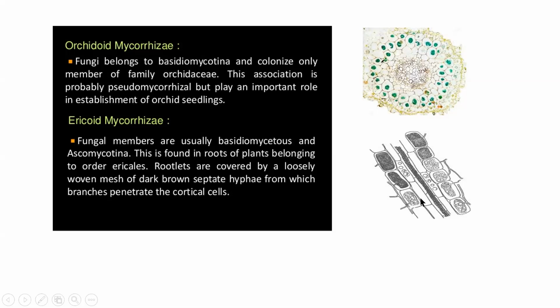And then ericoid mycorrhiza. Here also the fungal members are usually basidiomycetes and ascomycetes. They are found in roots of plants belonging to the order Ericales. First the root will be covered by a loosely woven mesh, a net-like septate hypha. And then you can see the branches of the hypha penetrating the root cells, into the cortical cells. It is also a kind of endomycorrhiza only. The only difference here is that ericoid mycorrhiza are found in the roots of plants belonging to one specific order, Ericales.